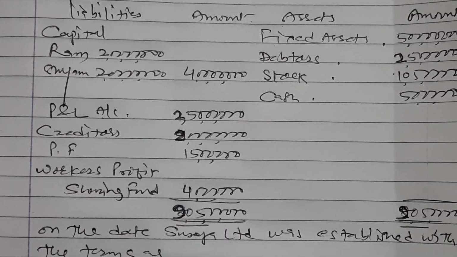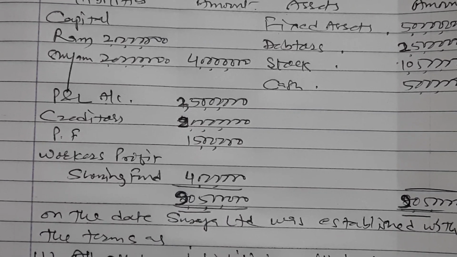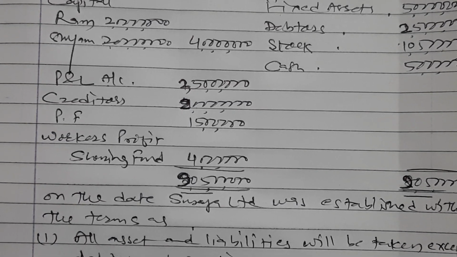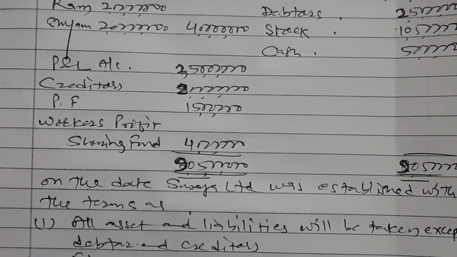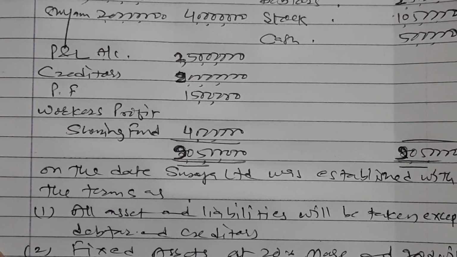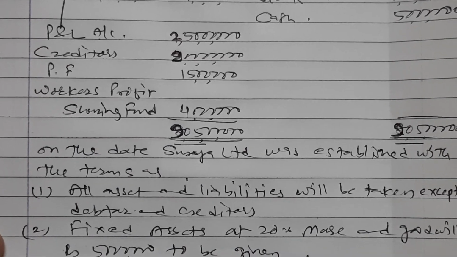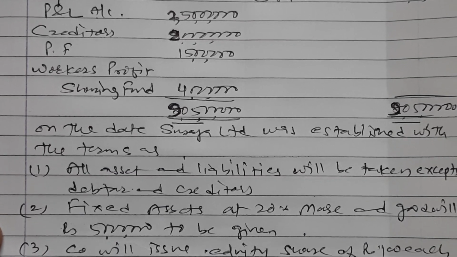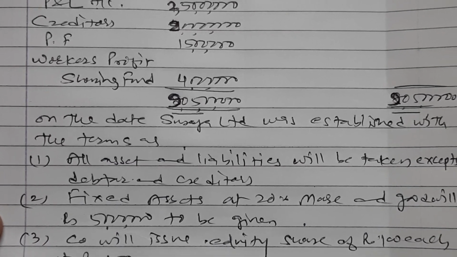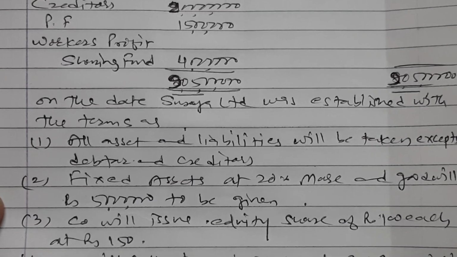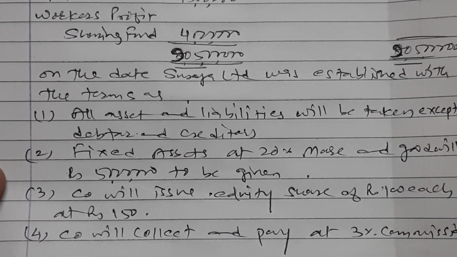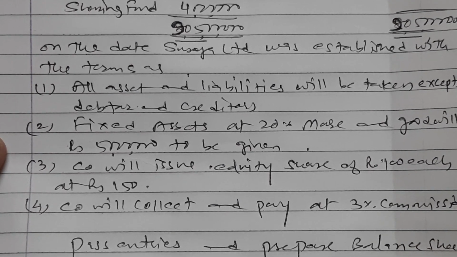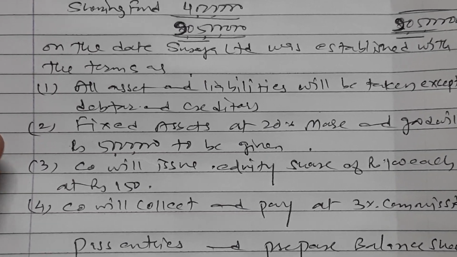And it has been said that on the date Surya Limited was established with the terms that all assets and liabilities will be taken except debtors and creditors. Fixed assets at 20% more, and goodwill of rupees 50 lakh will be paid. The company will issue equity shares of rupees 100 each at 150. The company will collect and pay at 3% commission. Pass entries and prepare the balance sheet.